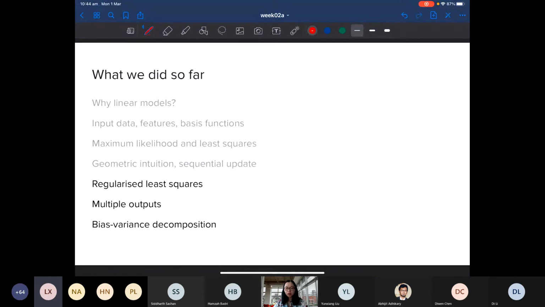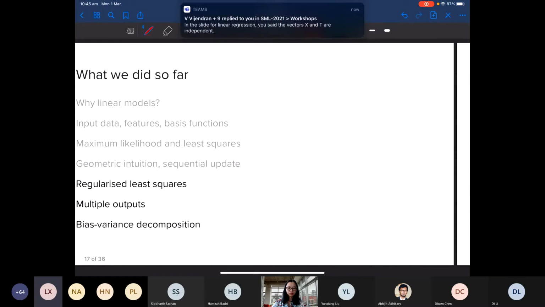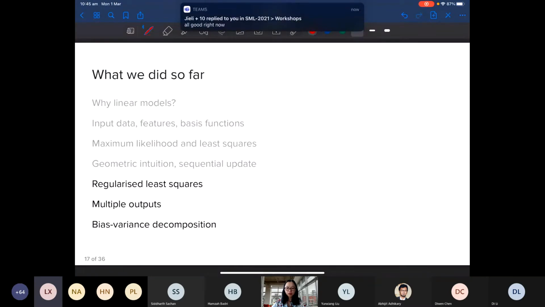So far we've covered maximum likelihood and its connection to least squares for linear regression. Are there any questions before we move on? If you have a question, feel free to speak up. Otherwise, let's talk about regularization.